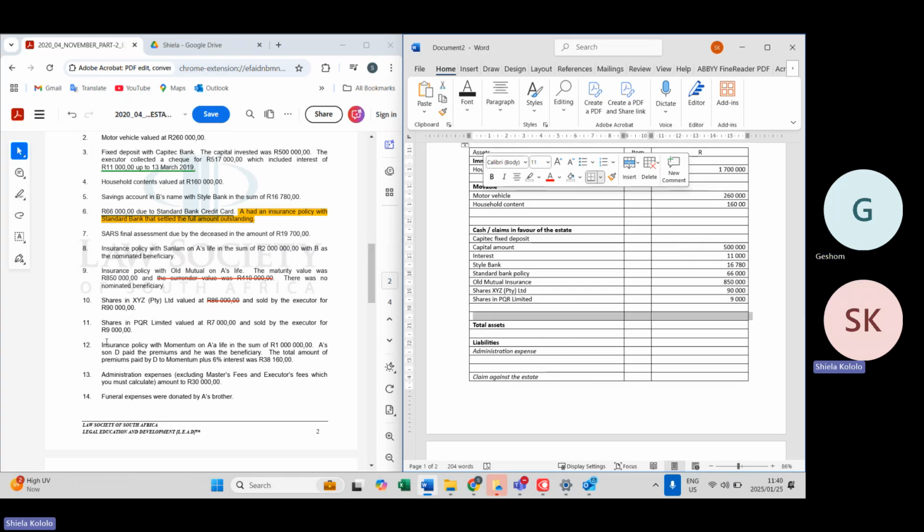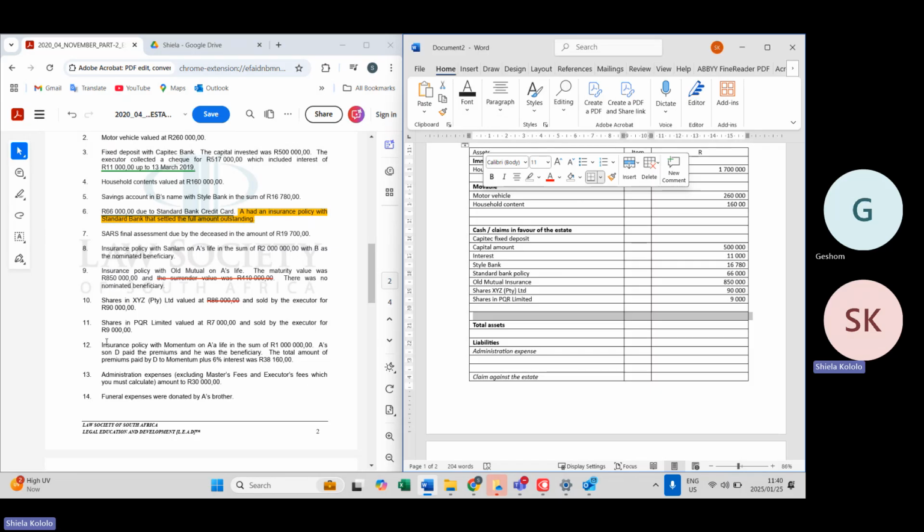Then you can read number 12. Insurance policy with Momentum on A's life in the sum of 1 million. A's son D paid the premiums and was the beneficiary. The total amount of the premium paid by D to Momentum plus 6% interest was 38,160. So we said there is a nomination, we're going to do it under the distribution account. No. The moment you see someone was a beneficiary, you always leave that out.